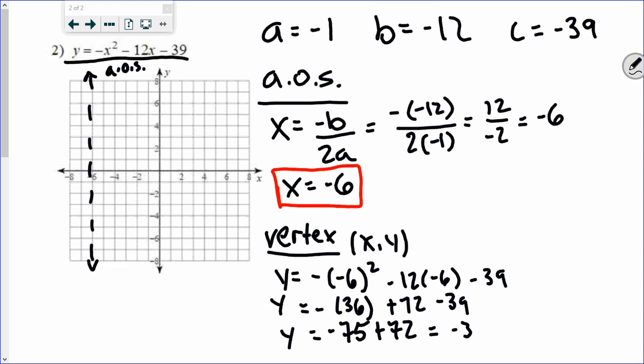So I plugged in negative 6 for x, negative 3 for y. So that's my vertex, negative 6, negative 3. That's the point I've plotted on the graph. Now that is our vertex, negative 6, negative 3. From there, guys, we're making our t-chart.